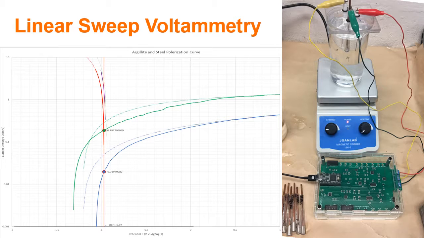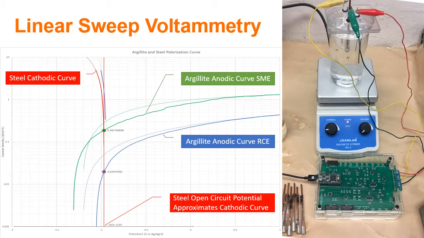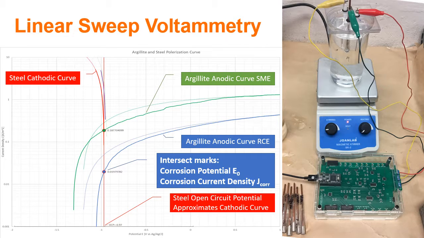Here is the polarization curve of argillite and steel. Using linear sweep voltammetry in a 3-electrode system, I plot the current density in log scale against the applied potential. We're interested in the intersection of the cathodic and anodic curves, which marks the corrosion potential, approximated by the steel open circuit potential, and the corrosion current density.